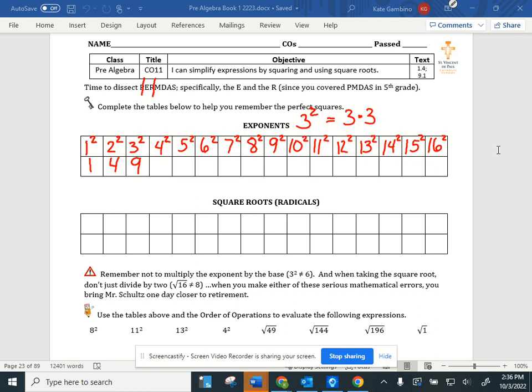So 4 squared, 4 times 4 is 16. 5 times 5 is 25. 6 times 6 is 36. 7 times 7 is 49. 8 times 8 is 64. 9 times 9 is 81. 10 times 10 is 100. 11 times 11 is 121. 12 times 12 is 144. 13 times 13 is 169. 14 times 14 is 196. 15 times 15 is 225. 16 times 16 is 256. These are called perfect squares because you take one number, you multiply it by itself, and you get that answer.